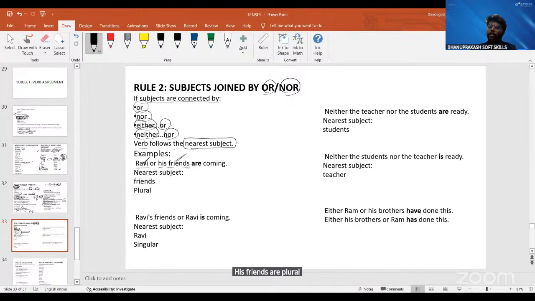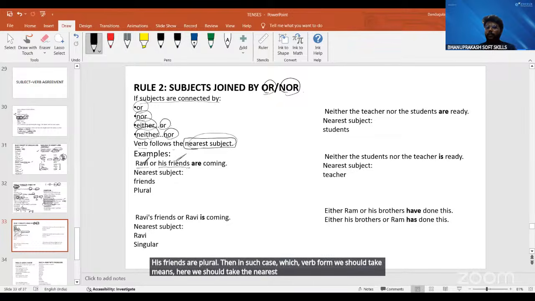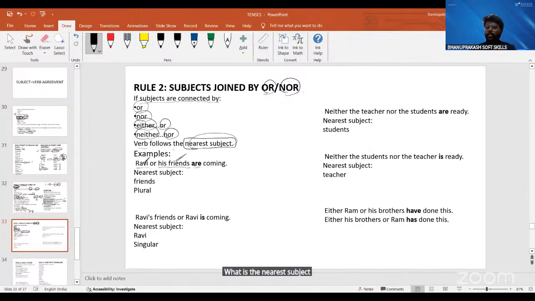Then in such a case, which verb form should we take? Here we should take the nearest subject. What is the nearest subject here? Before the verb are, his friends is the nearest subject. Ravi and his friends both are subjects, but comparing both, his friends is the nearest subject. As this nearest subject is plural, the verb follows the plural form only, which is are. So Ravi or his friends are coming is right. We can't say Ravi or his friends is coming. That is wrong. Here the nearest subject is friends, which is plural.